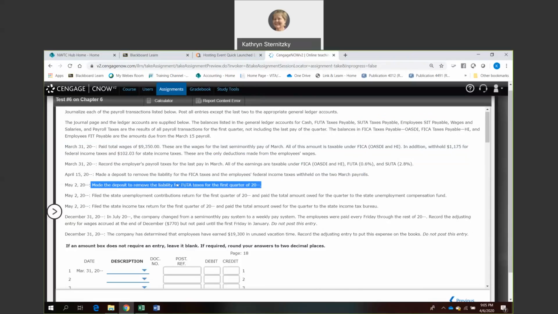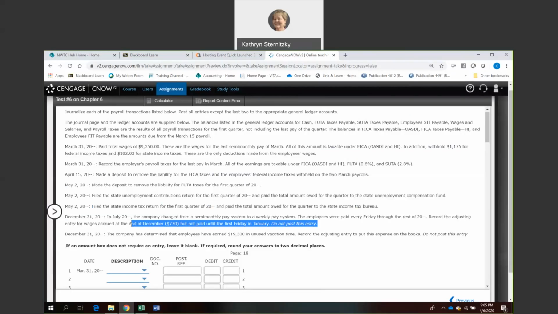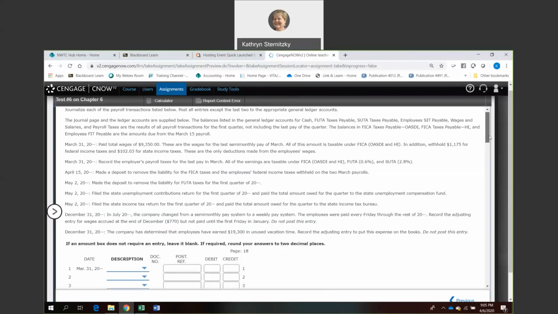If you notice right over here, this answers one of the questions we just went through. You're going to file the state unemployment contributions return and pay the total amount owed. You are going to file the state income tax return and pay the total amount owed. You are going to do an adjusting entry. This is weird. Why do they not want you to post the entry? Let me just look at this.